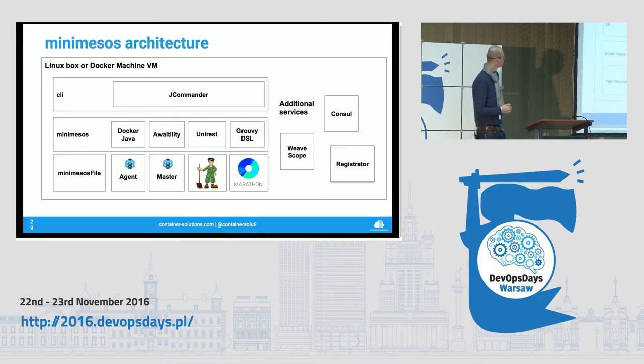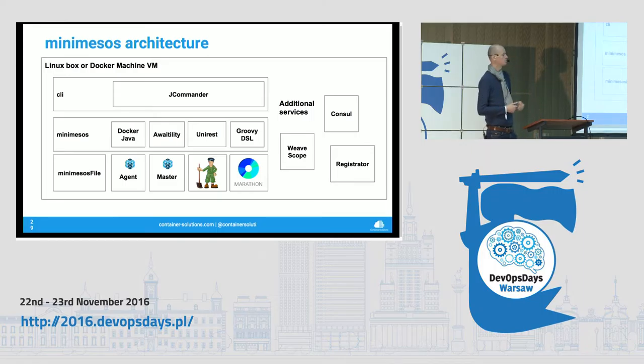Okay, so let's talk about the design and implementation of this tool. How it works basically is you run Mini Mesos on Linux, or on a Docker VM if you're on Mac, for instance. The core of Mini Mesos is written in Java. We have a bunch of libraries that we use to talk to the Docker daemon with Docker Java. We have some other APIs and tools for asynchronous programming to test whether a process is running or not. And we also have this Groovy DSL for the Mini Mesos file. So these are just a couple of components.